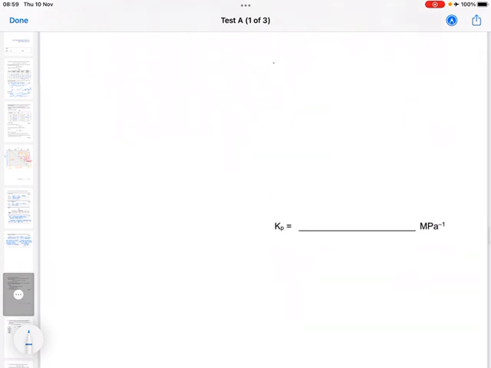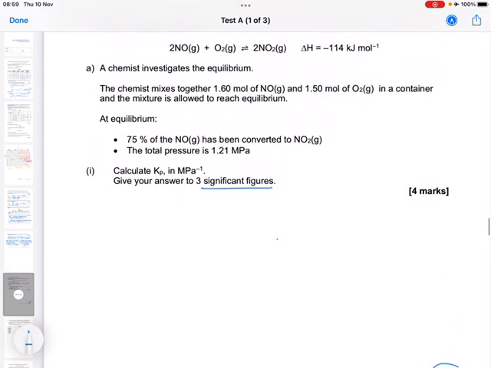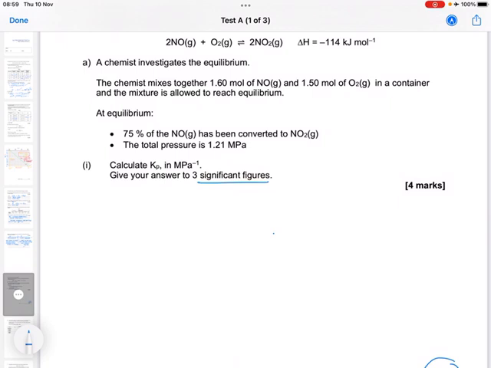So down here, I'm going to give myself a little reminder. That's got to be to 3 significant figures. So that's my exam technique there. So I've got 2NO plus O2 in equilibria with 2NO2 now. So the ratio is in the equation.